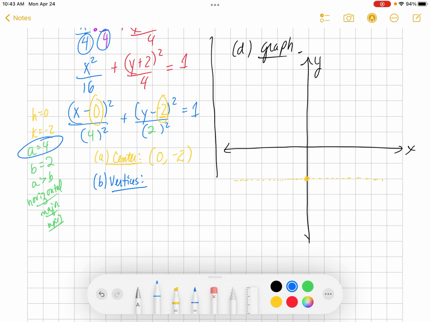All right, so my vertices. I'm going to use my a value of 4 to determine some horizontal vertices. So I'm going to go to the center, which is 0, negative 2. I'm going to go 1, 2, 3, 4 to the right, and then go back to the center and go 1, 2, 3, 4 to the left. Those are my horizontal vertices. So where are they? 4, negative 2, and negative 4, negative 2. So these are going to be my major vertices, since that's on my major axis.